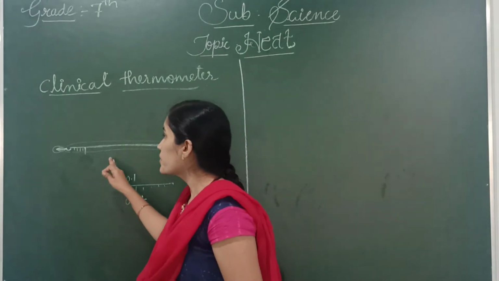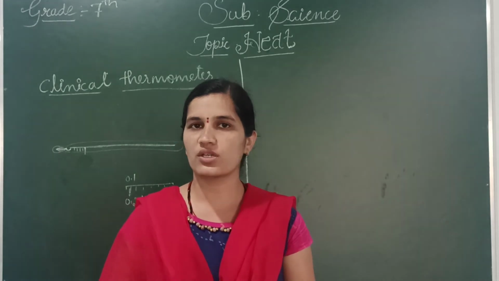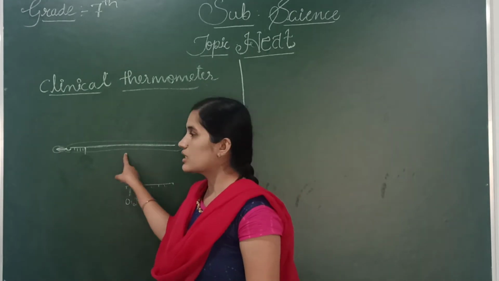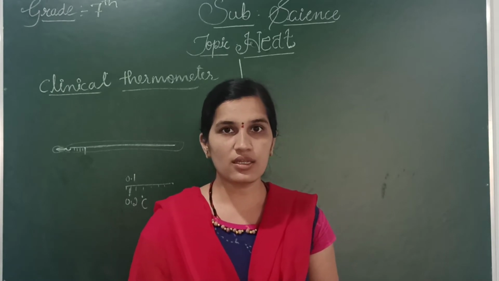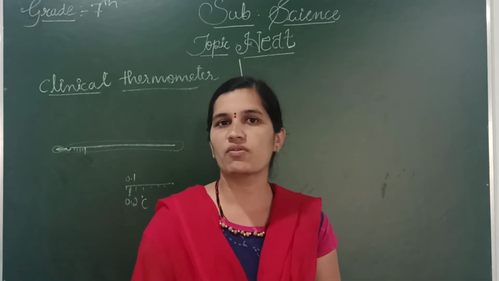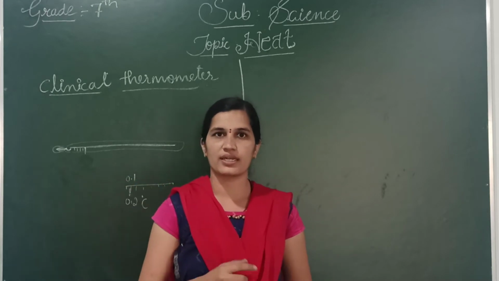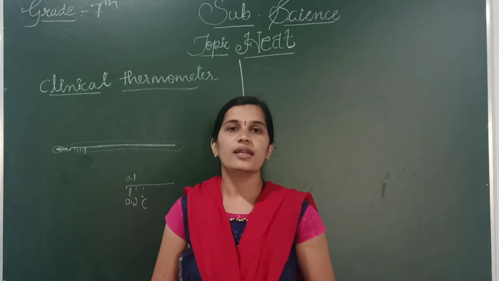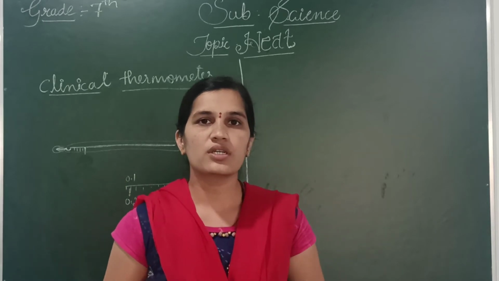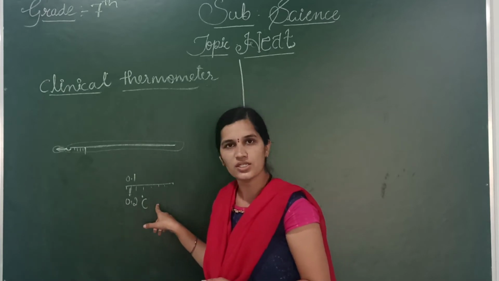This is the main thing in the clinical thermometer. The first thing we have learned is that the clinical thermometer is an elongated glass tube, inside which there is another glass tube containing mercury, which is silver in color, and there is a scale reading on it with only 5 divisions per degree, and each division denotes 0.2 degree Celsius.